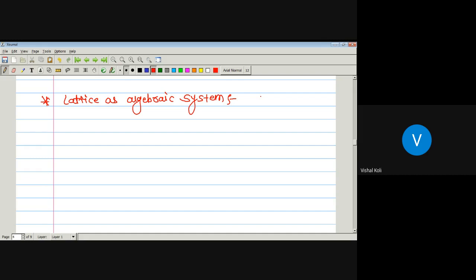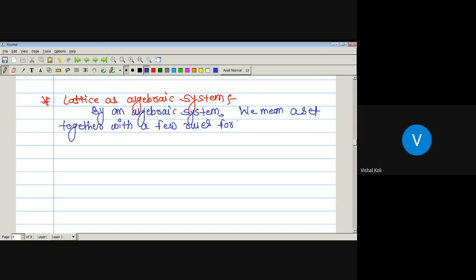Join and meet. So this will be an algebraic system. So now by an algebraic system, we mean a set together with a few rules for combining elements of the set to form other elements in the set. That will be nothing but the algebraic system.